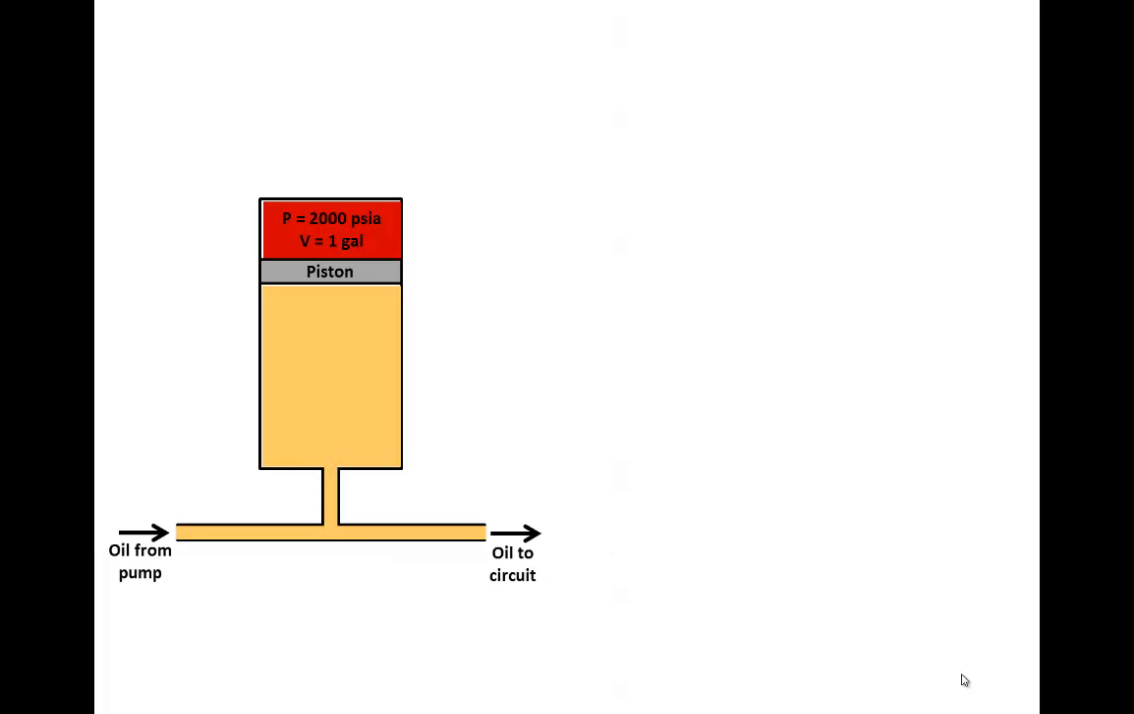If oil is now allowed to flow to the circuit, oil from the accumulator as well as from the pump can flow to the circuit. So this accumulator is now providing more oil to the circuit than the pump could provide on its own. And the accumulator begins to discharge until it's completely empty.